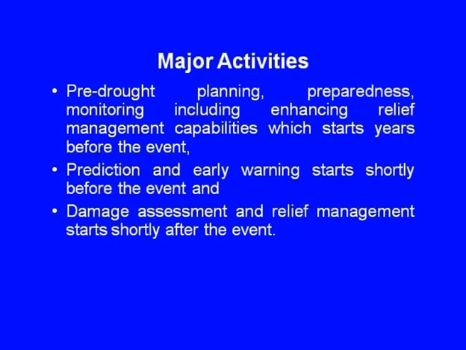So, what are the major activities which need to be undertaken for drought management? First of all, we should have pre-drought planning, preparedness, monitoring, including enhancing relief management capabilities, which starts a year before the event occurs. Prediction and early warning system shortly before the event, and drought assessment and relief management starts shortly after the event has started.